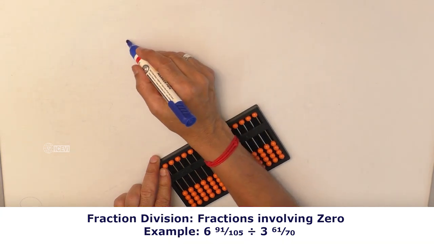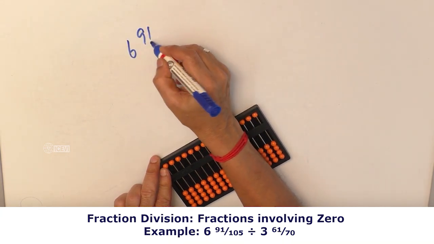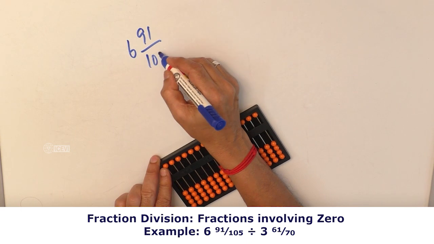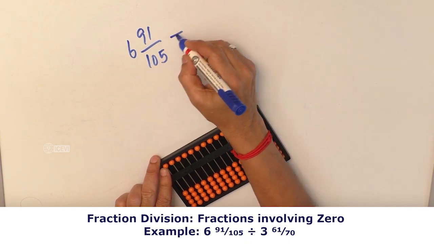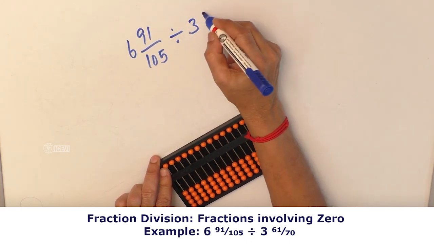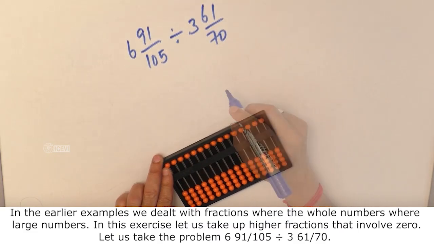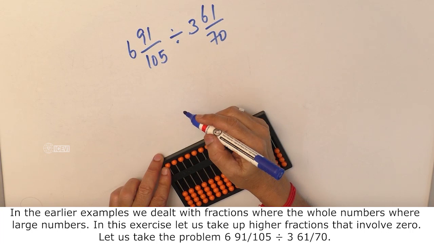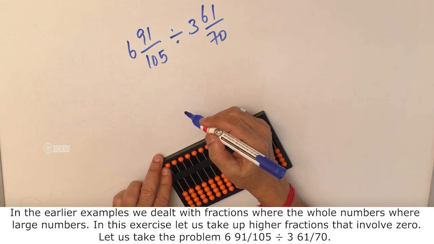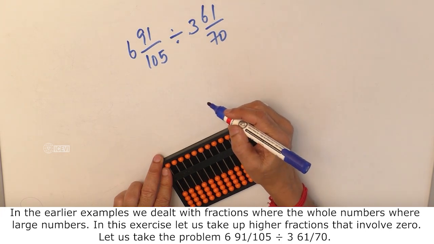Example, 6 91/105 divided by 3 61/70. In the earlier examples, we dealt with the fractions where the whole numbers were large numbers. In this exercise, let us take up higher fractions that involve 0.